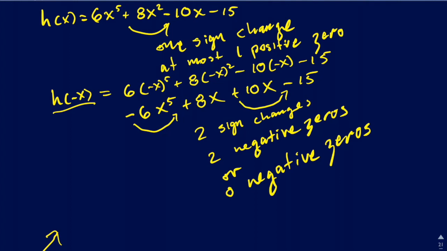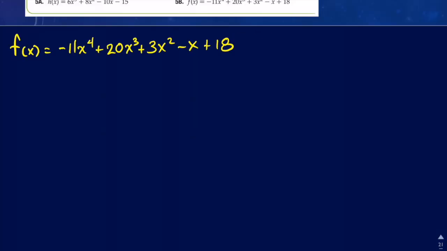And if it was 2, then we could have had 2 or 0, but we had 1, so there had to be 1. In h of negative x, the number of sign changes helps us determine the negative zeros: 2 or 0. So 2 negative zeros or 0 negative zeros.